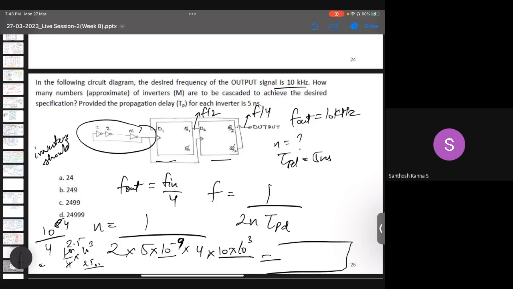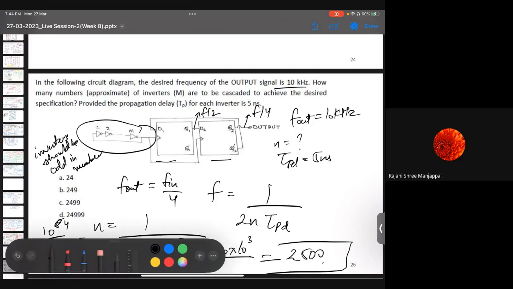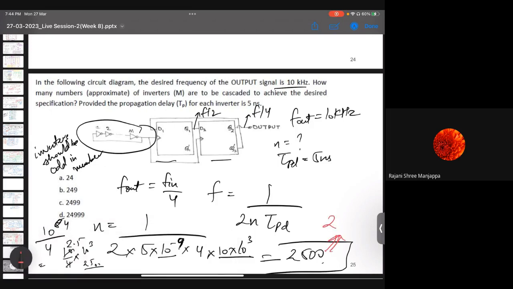Since I have already told you, the number of inverters should be odd. You're getting the answer as 2500, but since we need the inverters to be odd, the correct answer will come as 2499, which is option number C. If the inverters are not odd, there will be no oscillation.